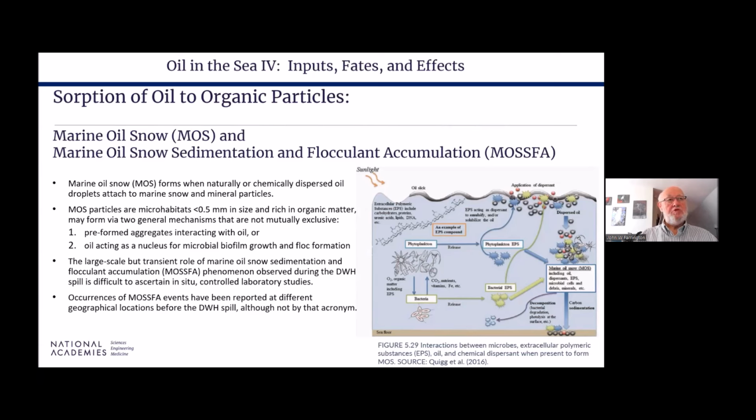Among the first to observe it was William Beebe in a dive in a bathyscaphe off of Bermuda several decades ago. And he conveyed it to his colleague, Rachel Carson, who incorporated a description of these particles floating around in the water column in her book. And let me just say that marine oil snow particles are microhabitats of about 0.5 millimeters in size, rich in organic matter, and they can form via two general mechanisms: preformed aggregates interacting with oil, or oil acting as a nucleus for microbial biofilm growth and floc formation.